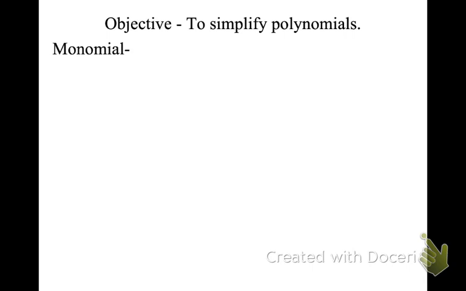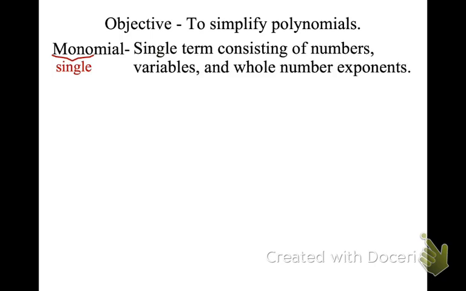Who can tell me what a monomial is? Go, Kaylin. It's numbers and variables tied together by multiplication or division, and separated by subtraction or addition. Right, and it's a single term. It's a single term, okay? So it's a single term consisting of numbers and or variables.